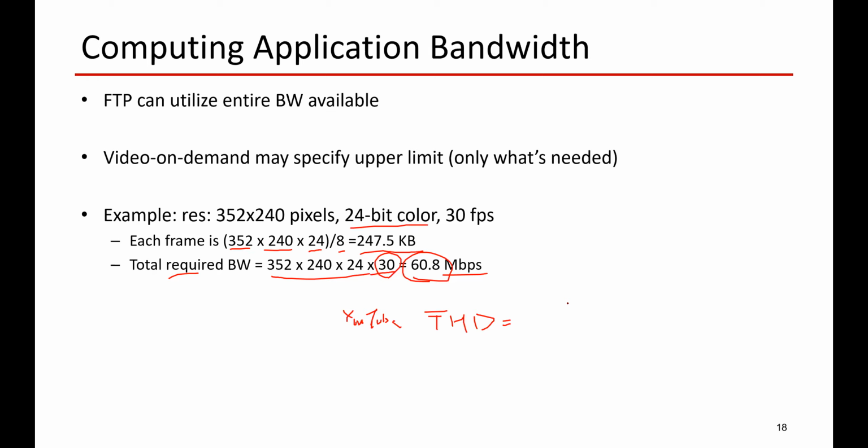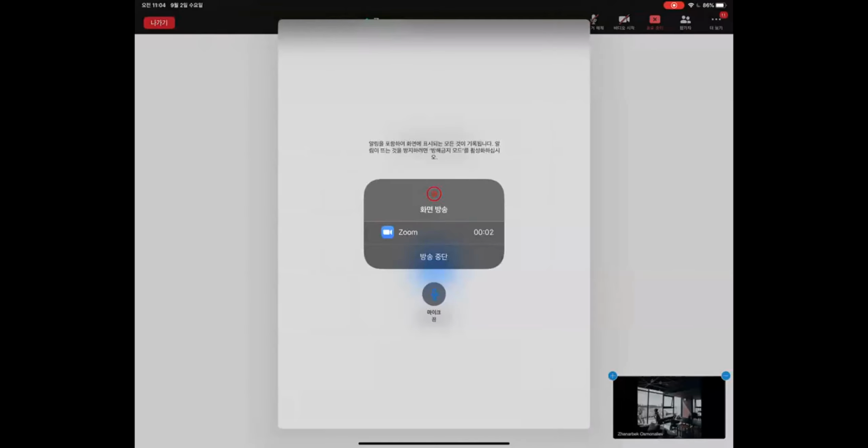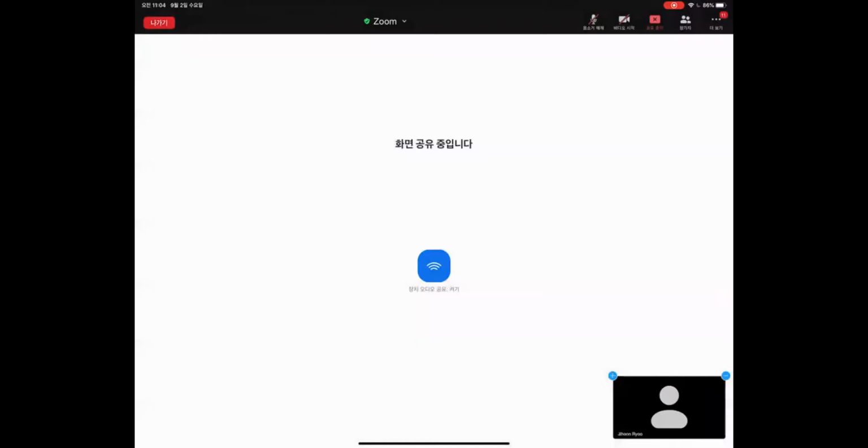Okay, so. Professor? Yep. I still don't understand why, when we calculated each frame, at the end we divided everything by 8. Okay, so I'm going to explain to you. Why do we multiply by 8 or divide by 8? Okay. Do you see my screen, the black screen?